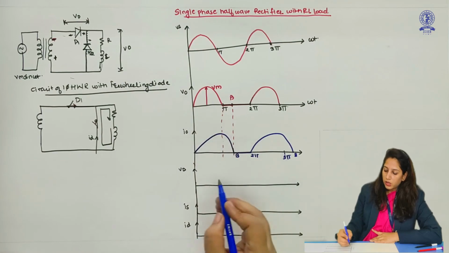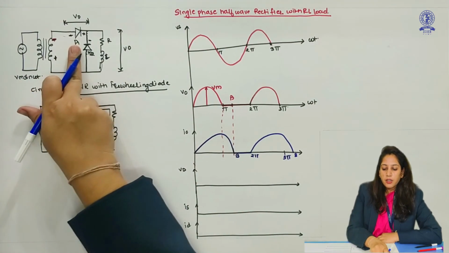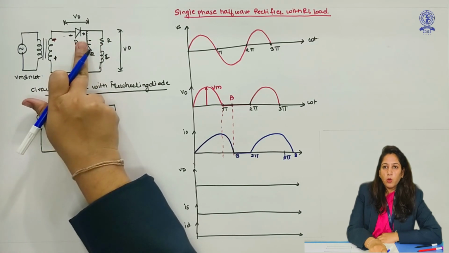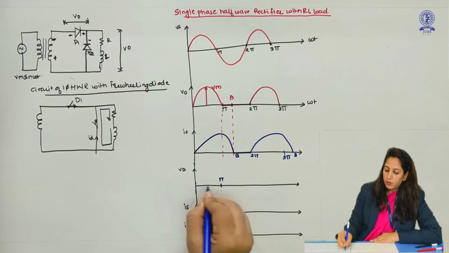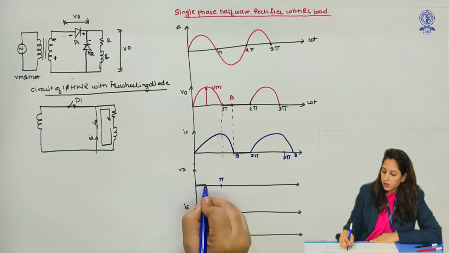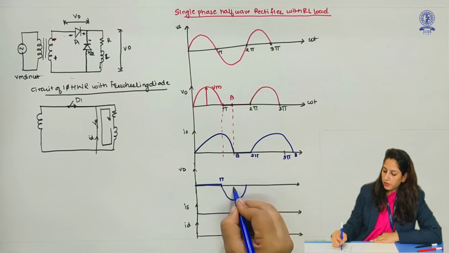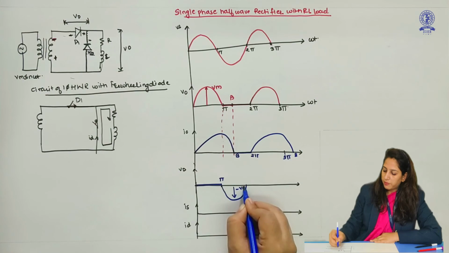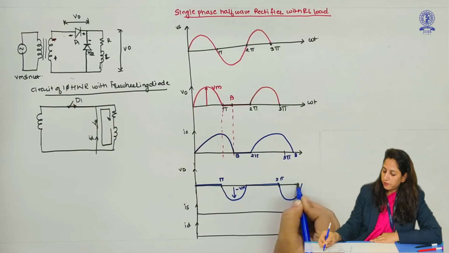Here we will see Vd, which means the voltage across the diode. As I have said, diode D1 will be open circuit, so for 0 to pi only this diode will be conducting. So here it will be 0, and from pi to 2 pi it will be minus Vm. Again it will be 0 till 2 pi, and again minus Vm.